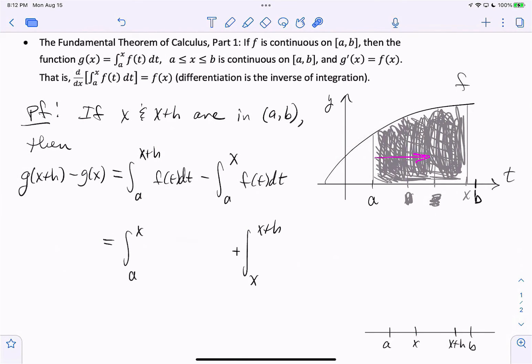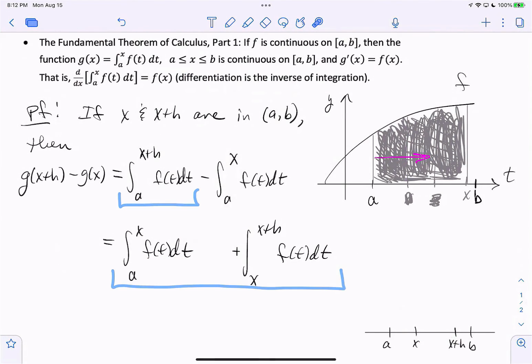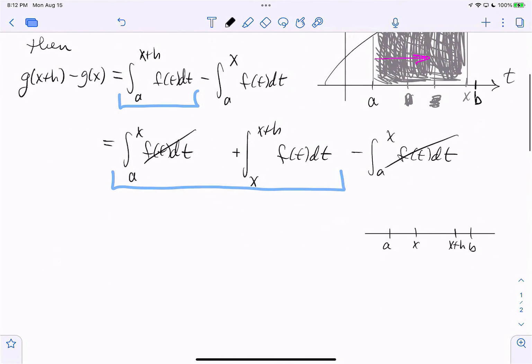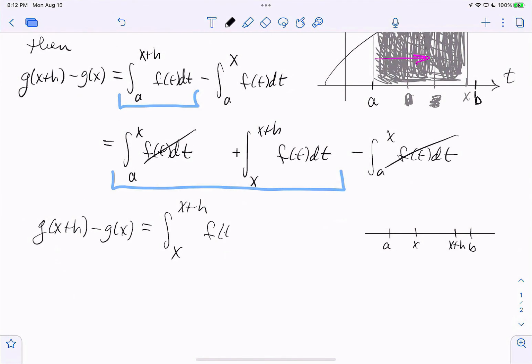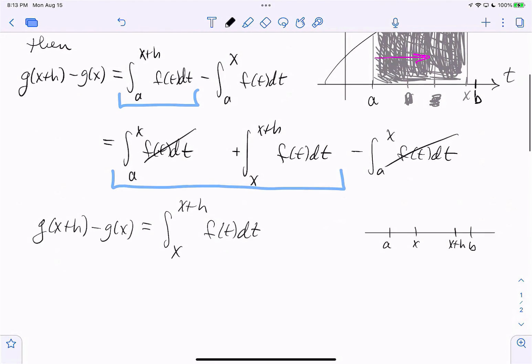We have an integral from a to x plus h, and I split it up from a to x, and then from x to x plus h. For both of them, the integrand is f of t dt. And then we still had the second term of minus the integral from a to x of f of t dt, and guess what? These two subtract out. So I've now secured that g of x plus h minus g of x is equal to the integral from x to x plus h of f of t dt.